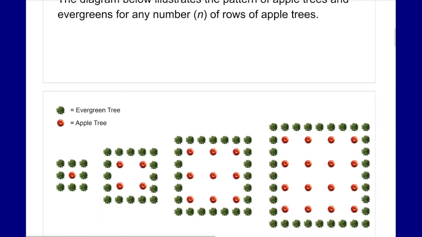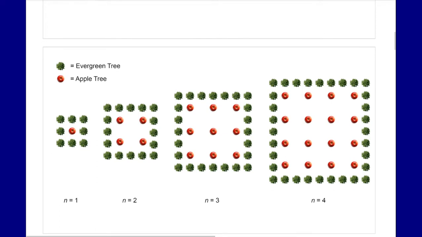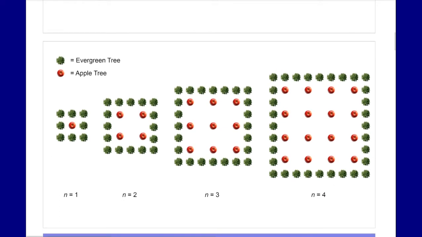So here is my pattern for different numbers of rows, from 1, 2, 3, and 4 rows of apple trees. We can see visually the pattern here. So again, you may want to take a picture of this or refer to the handout because we are going to go through some questions.